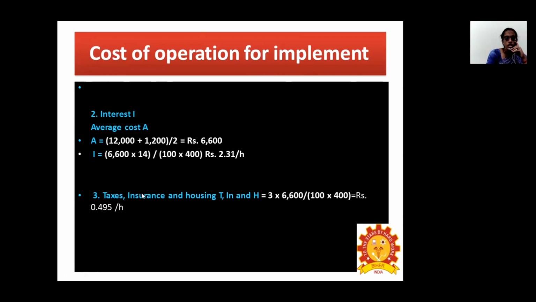Then the tractor taxes, insurance, and housing charges will be calculated as 3 by 100 into the average cost, divided by the number of working hours. That will be around 0.495 rupees per hour. So this is how you can calculate the tractor's taxes, insurance, and housing charges.